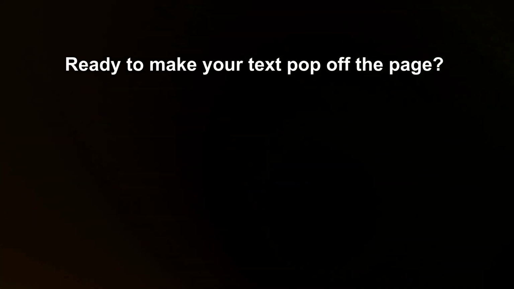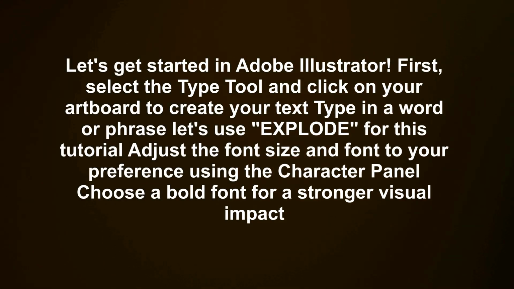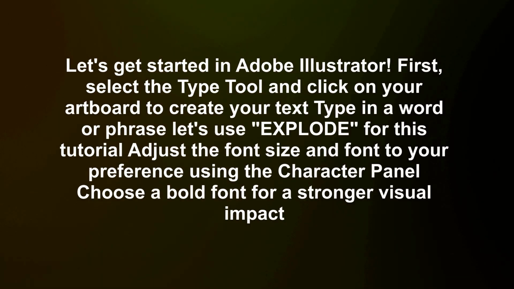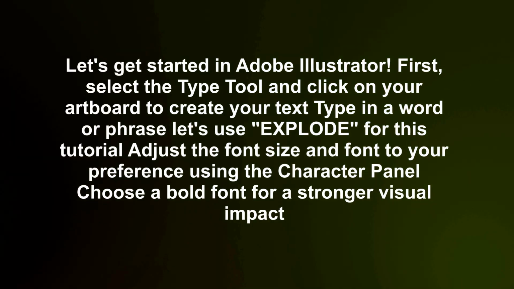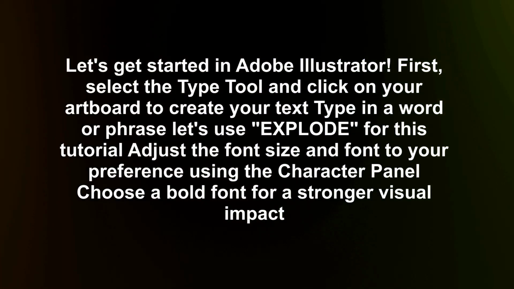Ready to make your text pop off the page? Let's get started in Adobe Illustrator. First, select the Type tool and click on your artboard to create your text. Type in a word or phrase. Let's use Explode for this tutorial.